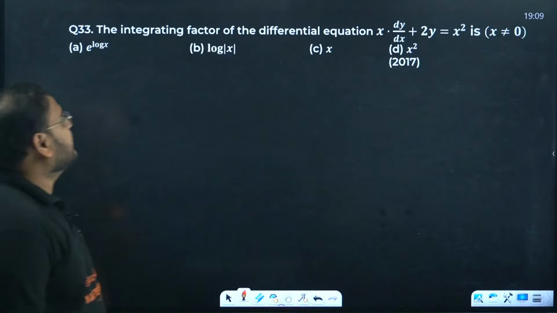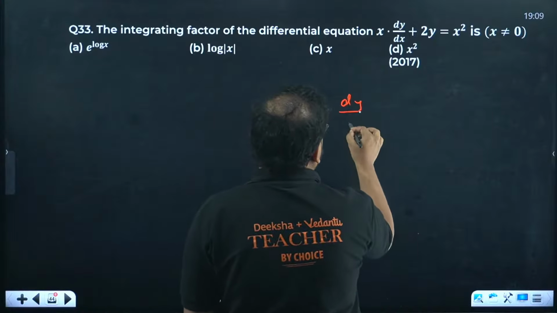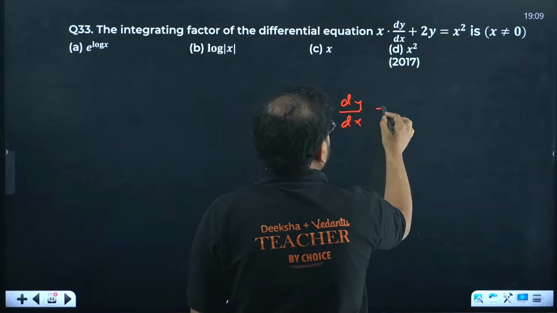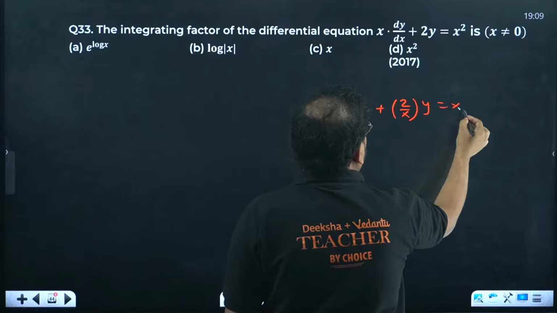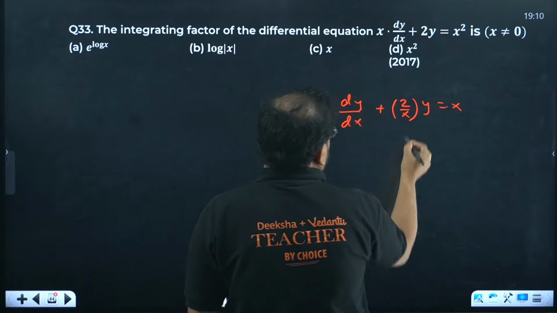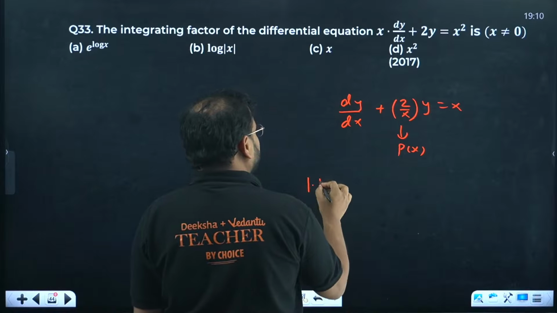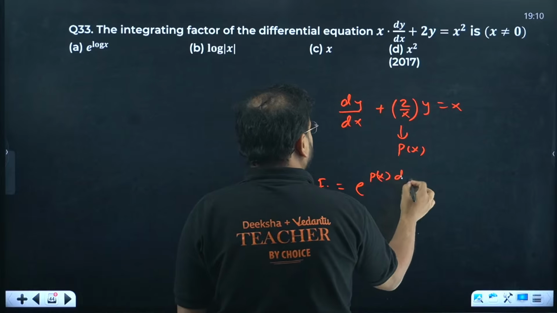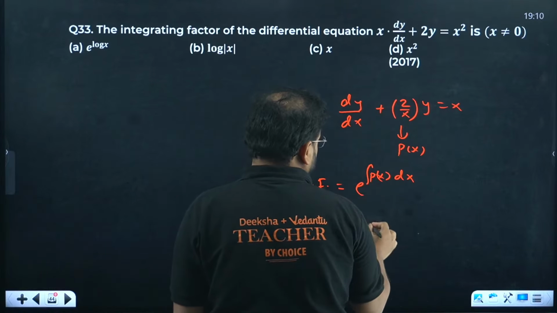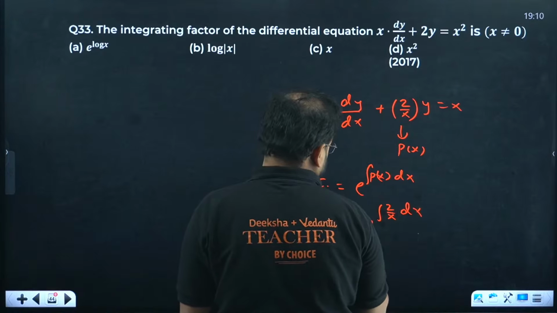The integrating factor of the given equation. Divide by x, so we get 2 by x. Over here we get simply x. This represents what? P of x. The integrating factor is given by e power integration of p of x dx. So e power integration of 2 upon x dx.